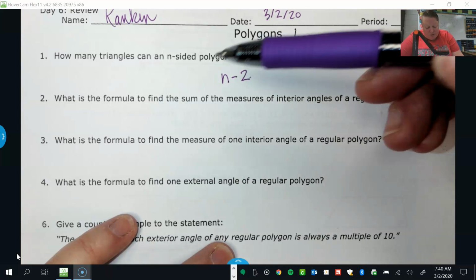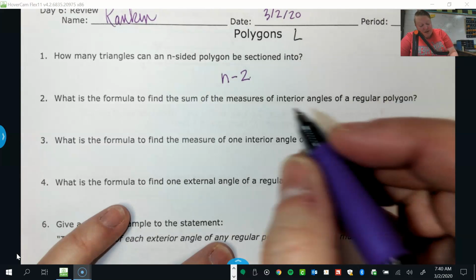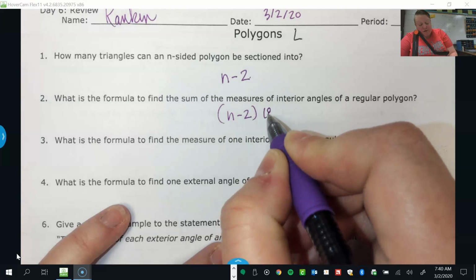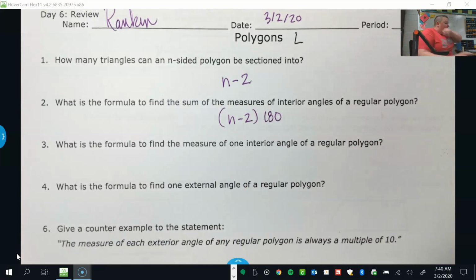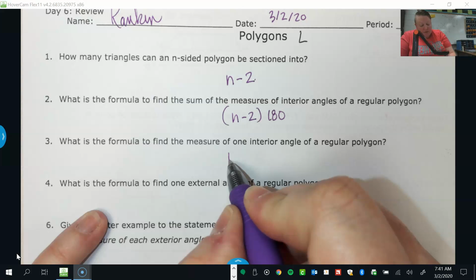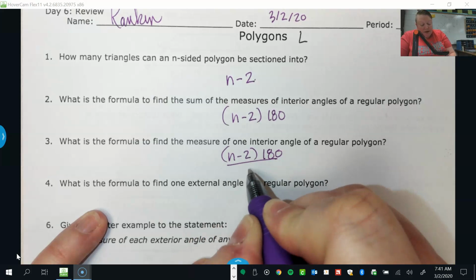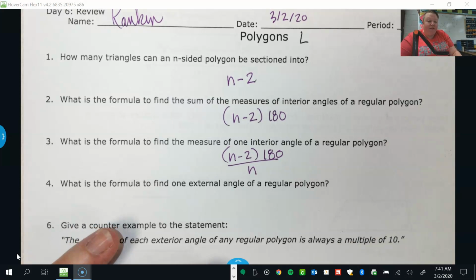What's the formula to find the sum of the measures of the interior angles? So the sum is the number of triangles times 180. To find the number of triangles, we do n minus 2, and then we multiply it by 180. One interior angle is the sum divided by the number of sides.